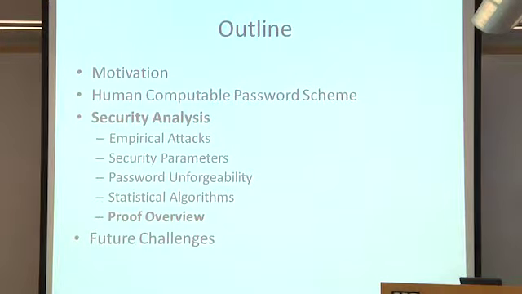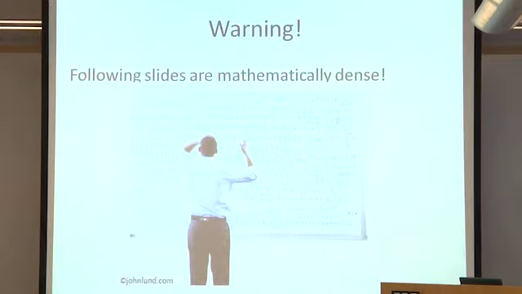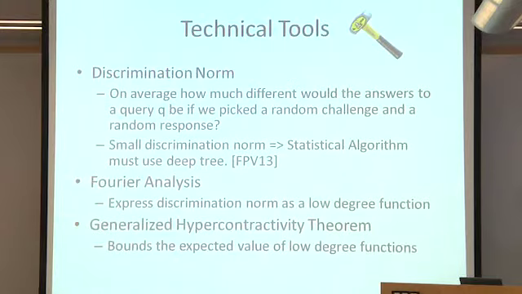Okay, so I'm going to give you a brief overview of this proof. Some of these slides are a bit denser than the rest of the talk, but here's a high-level outline of the proof. We use this notion of discrimination norm, which says, on average, how much different would the answers to a query Q be if we picked a random challenge and a random response instead of picking a random challenge and then computing the true response?